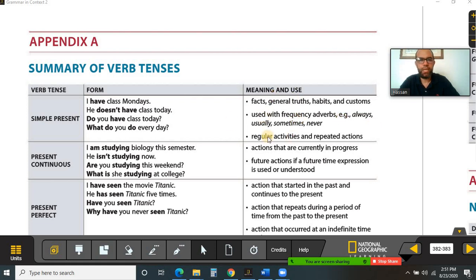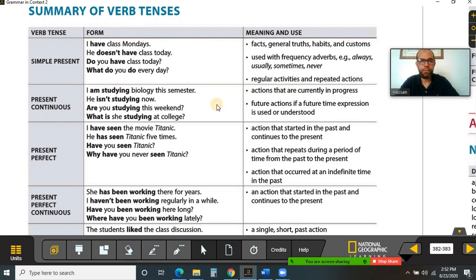Also, we use the simple present tense to talk about regular activities and repeated actions. Regular activities and repeated actions. Okay, so let's move on to the present continuous. Now, when do we use the present continuous tense? It's also called the present progressive. Let's talk about the form first.